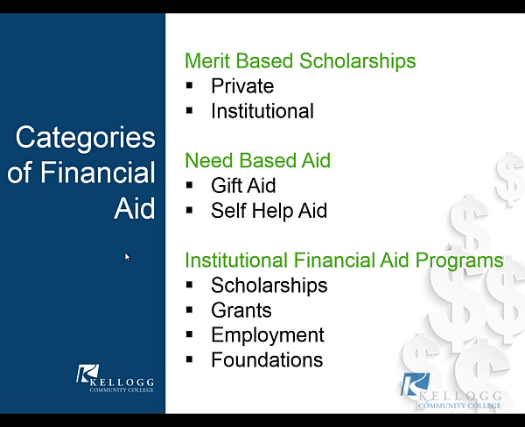There are different categories of financial aid. Merit-based scholarships may be either private or institutional, and they are given based on a student's ability or performance. It could be athletics, performance art, or anything from scholastic. Need-based aid has two different kinds: gift aid and self-help aid. This is based on the results of that FAFSA application. Institutional financial aid programs include scholarships, grants, employment, and many schools have their own foundations. You may check with the individual school that you plan on attending to ask about the resources that they have available.